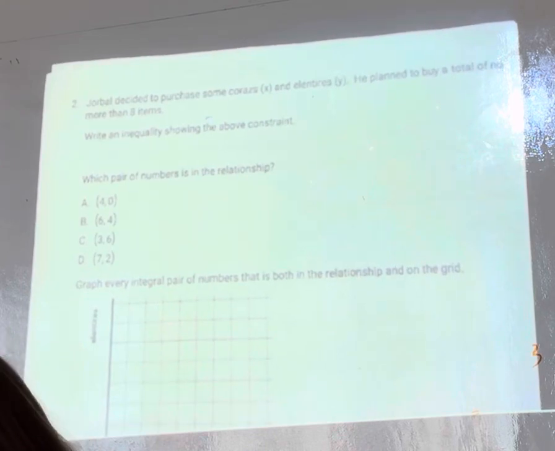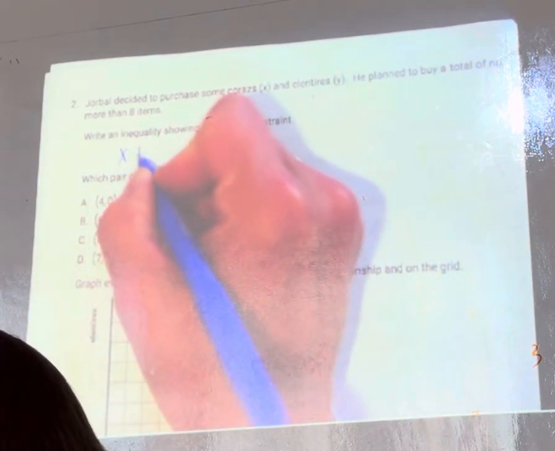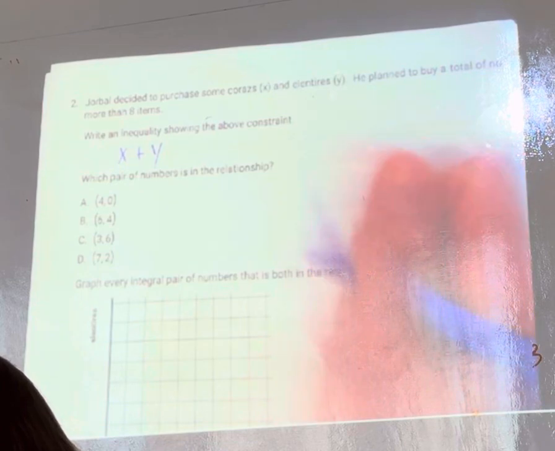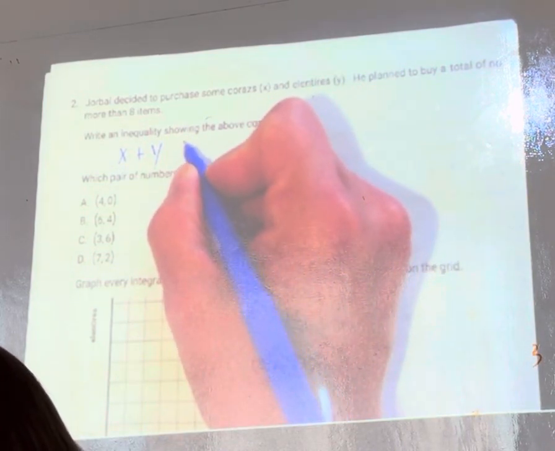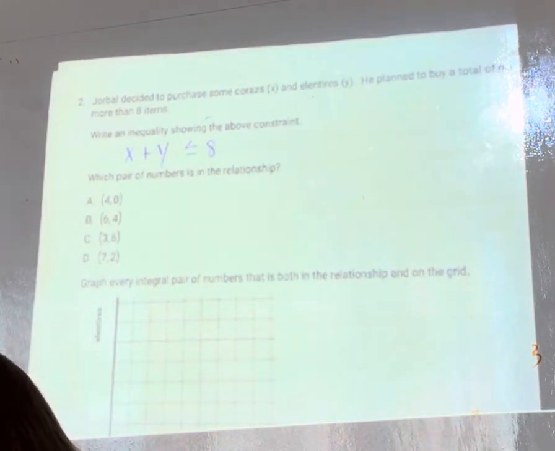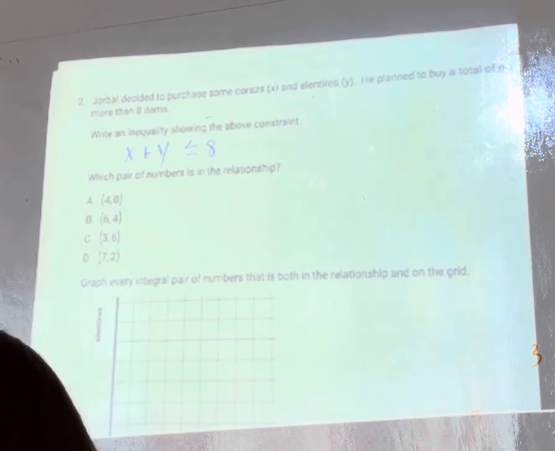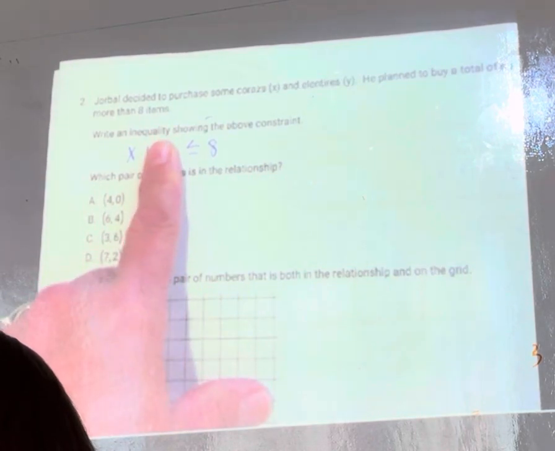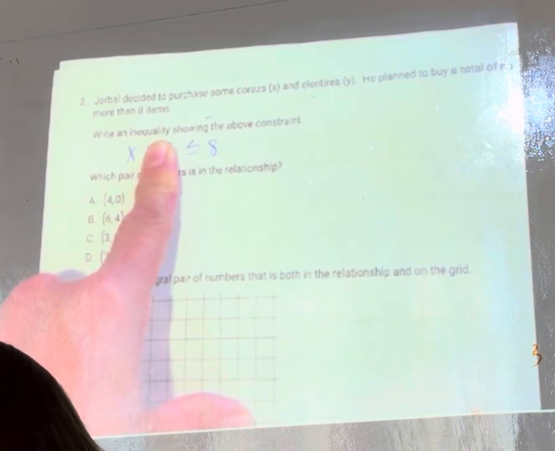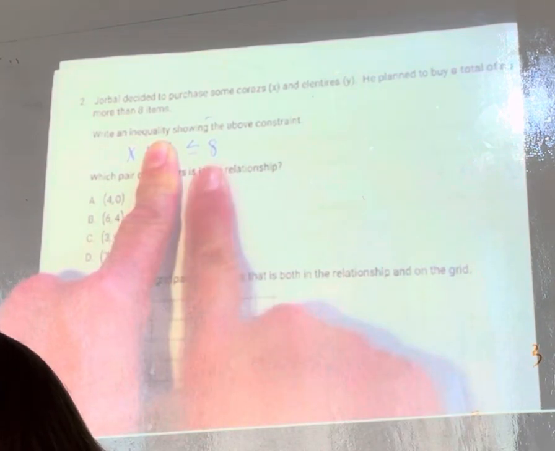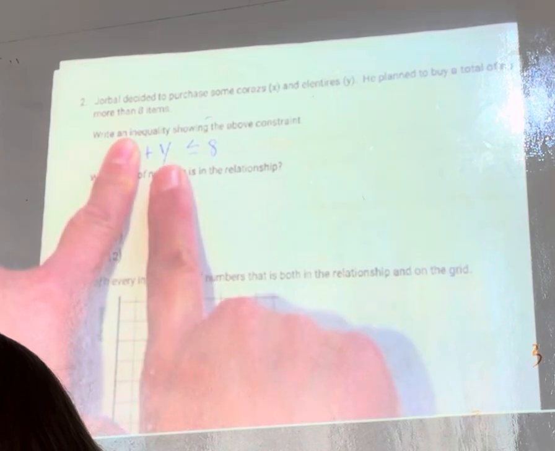So what did y'all get? X plus Y is less than or equal to 8. Very good. So less than or equal to, so no more than, it can equal 8, but you can't have more than 8. So could you have 0 of one or the other? Yeah. And that's what we're going to be graphing. So if y equals 0, what does x equal? 8.